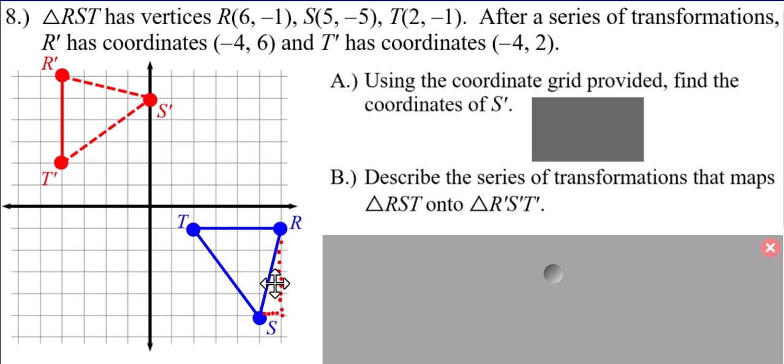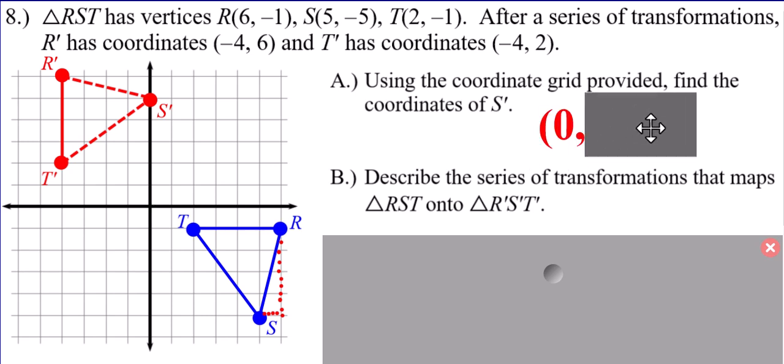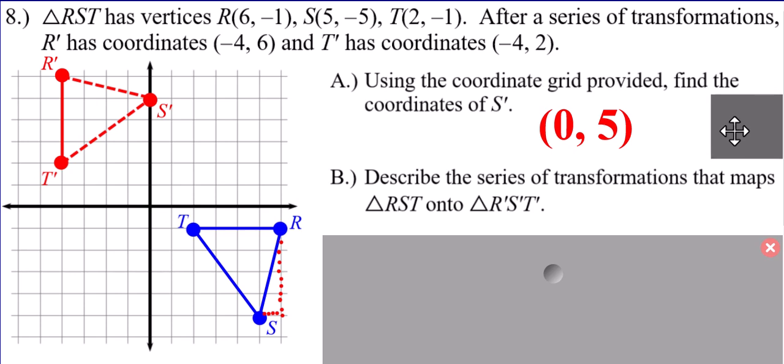of the original figure when you rotate it 90 degrees counterclockwise. So, it looks like this, what I drew. Okay, so let's write down those coordinates. That would be 0, comma, let's see, 1, 2, 3, 4, 5. So 0, comma 5, write that down. And there you go.